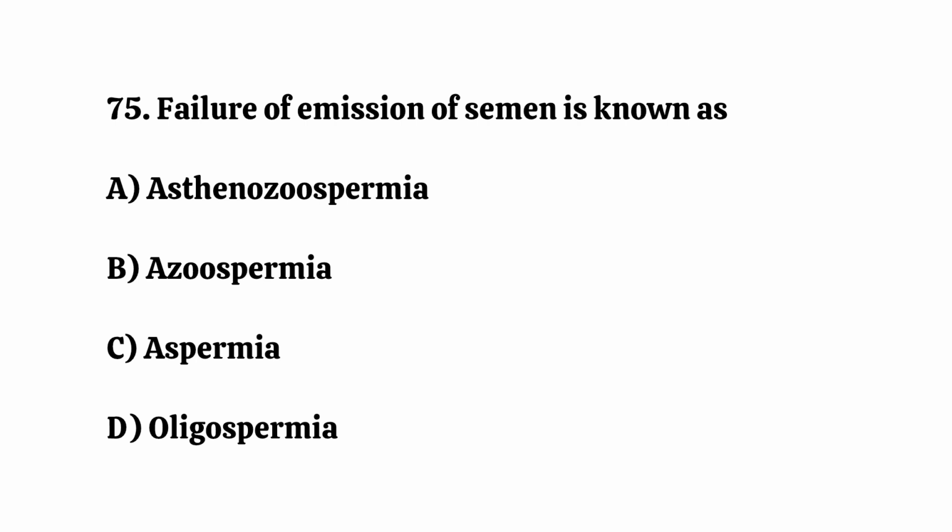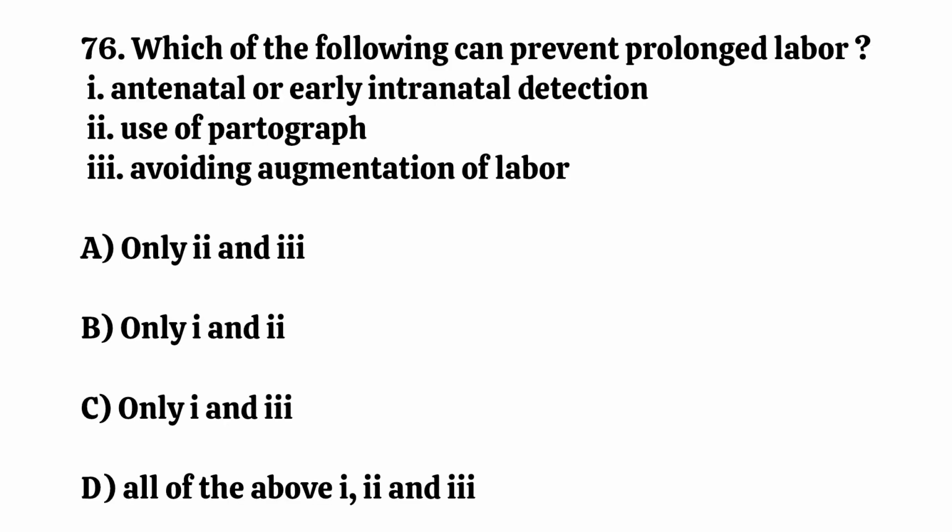A. Asthenozoospermia, B. Azoospermia, C. Aspermia, D. Oligospermia. Answer is option C, aspermia. Next, which of the following can prevent prolonged labor? 1. Antenatal or early intranatal detection, 2. Use of partograph, 3. Avoiding augmentation of labor. Answer is option B, 1 and 2.